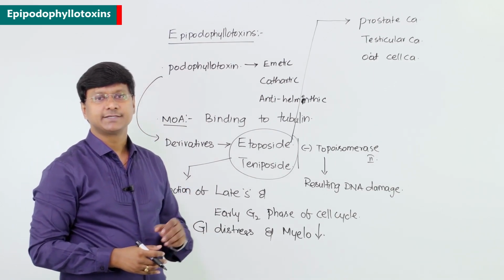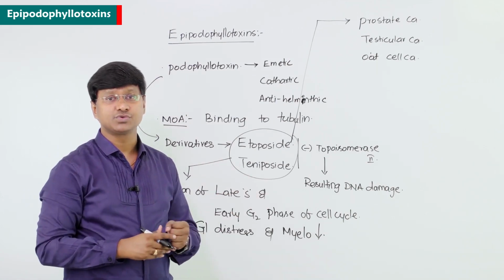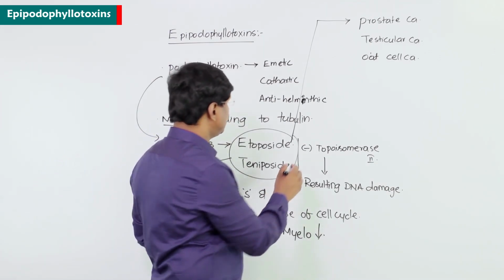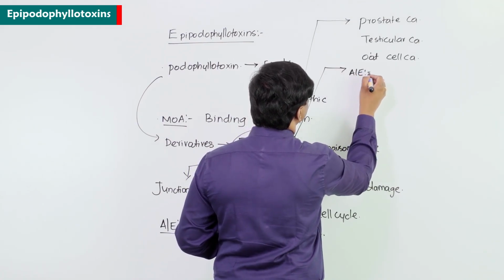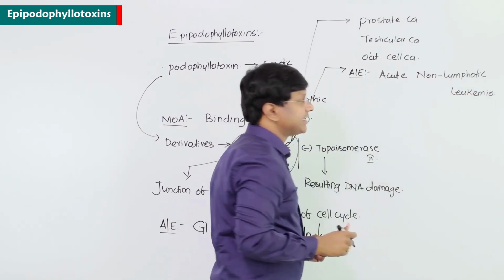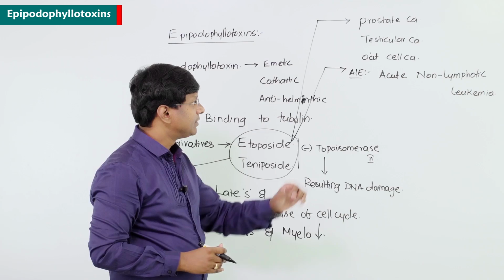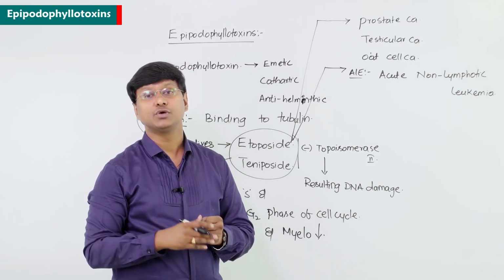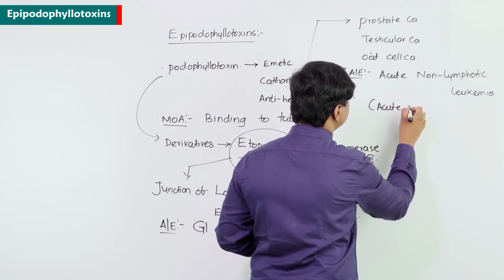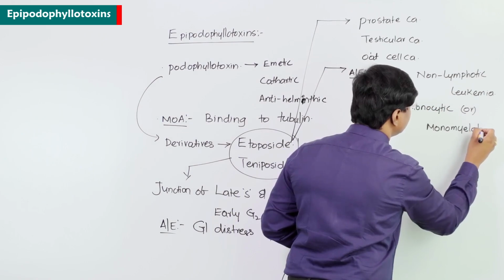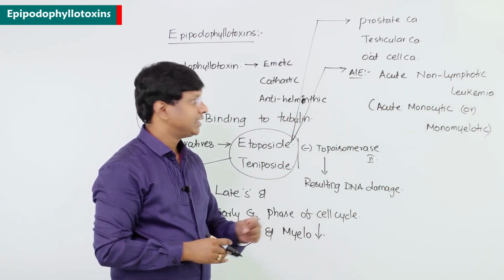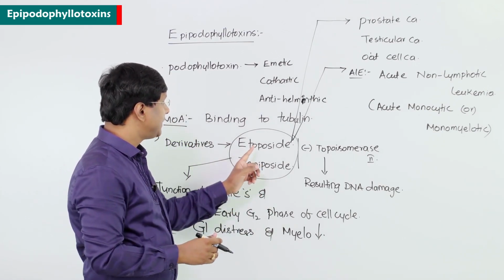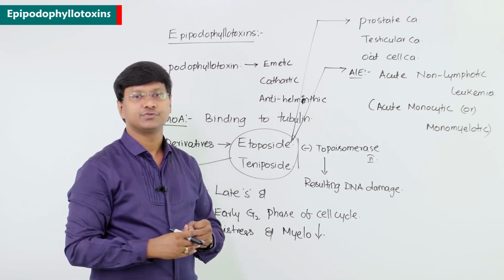Now remember etoposide therapy, the adverse effect associated with this is that it can result in acute non-lymphocytic leukemia. Now what is this non-lymphocytic leukemia? They include acute monocytic or monomyelocytic leukemia. Now this leukemia develops at a short time interval, that is within 1 to 3 years of etoposide therapy.